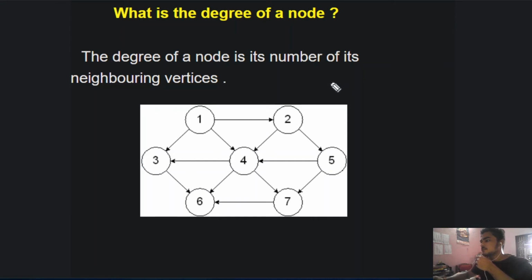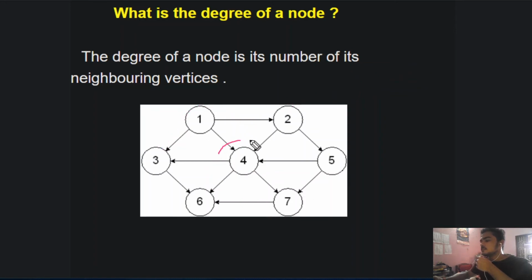If we try to find the degree of the first node of this graph, how many neighboring vertices does it have? It has 3 neighboring vertices: 1, 4 and 2, so its degree will be 3.